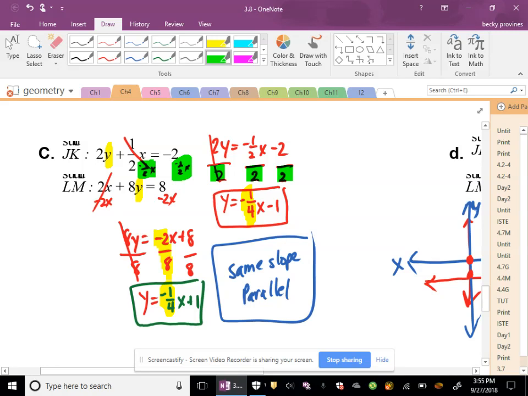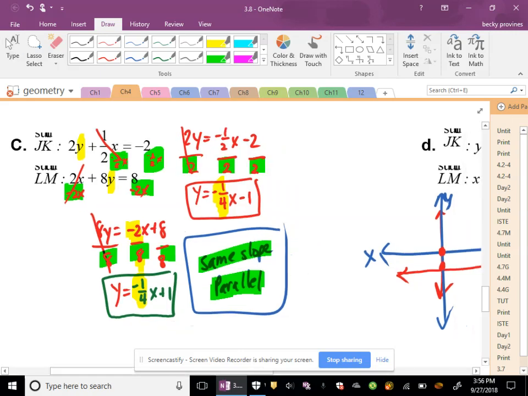On the second equation, I first subtract 2x, and then I divide by 8 all the way across, and I get a -1/4 for my slope. Now, as you can see, they're both identical. The intercepts are different. That's totally fine that the intercepts are different. You're comparing slopes. So the answer is same slope, which means they are parallel, not perpendicular.